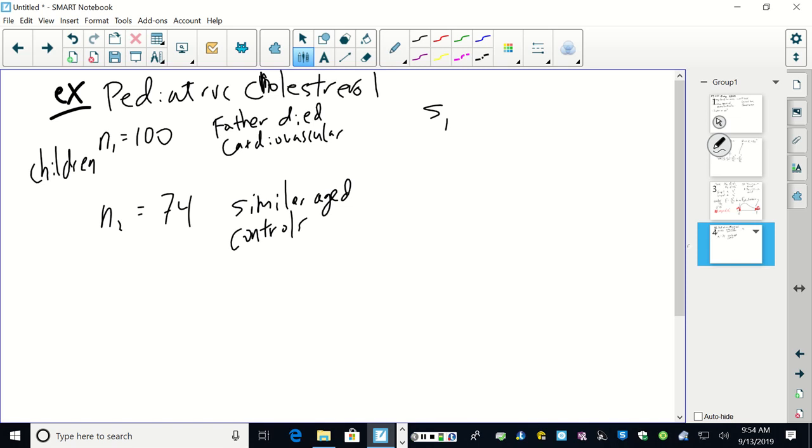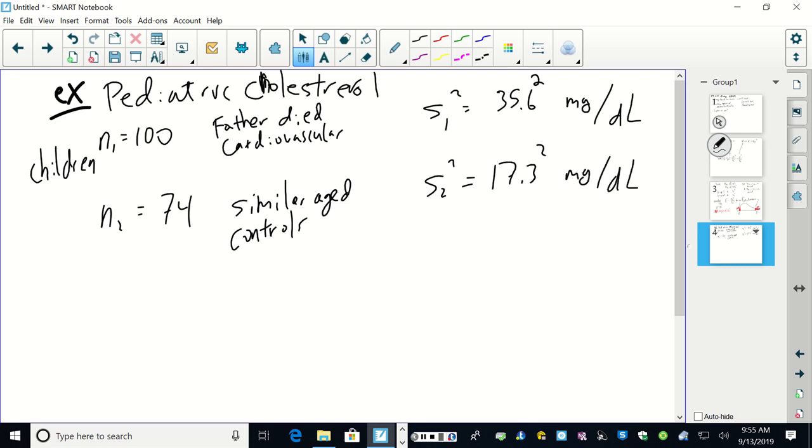But if you're going to test that, you have to decide how you're going to do it, so you might also look at the variances. It turned out in this study that S1 squared is 35.6 squared. The standard deviation was 35.6, and cholesterol is measured in milligrams per deciliter. And S2 squared was 17.3 squared milligrams per deciliter. So one standard deviation is basically double the other, and we have a fairly decent sample size in each group. What would our test show us in this case? Just going through the mechanics of it.